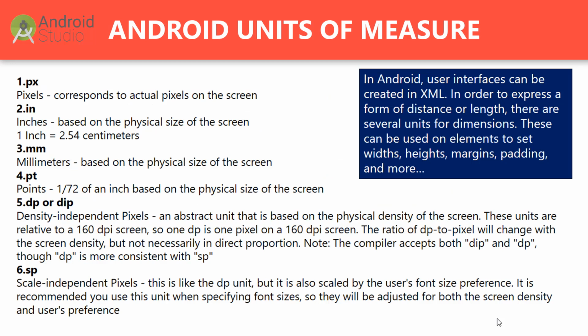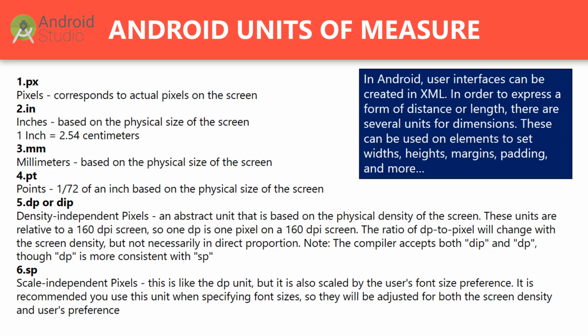Typically in Android, user interfaces can be created in XML, and of course they can also be created programmatically, right? So you could use Java to create these as well. In order to express a form of distance or length, there are several units for dimensions. The six more important units of measure that I'm going to briefly focus on before I end this lesson. First is the pixel, which corresponds to the actual pixels on the screen. Number two is inches, based on the physical size of the screen.